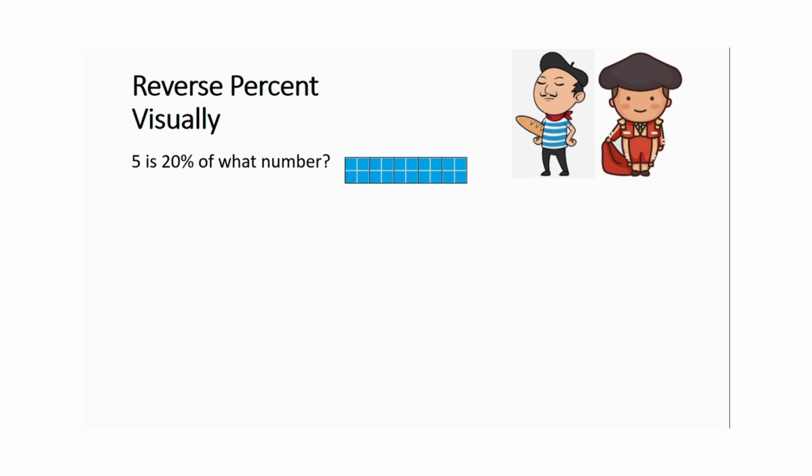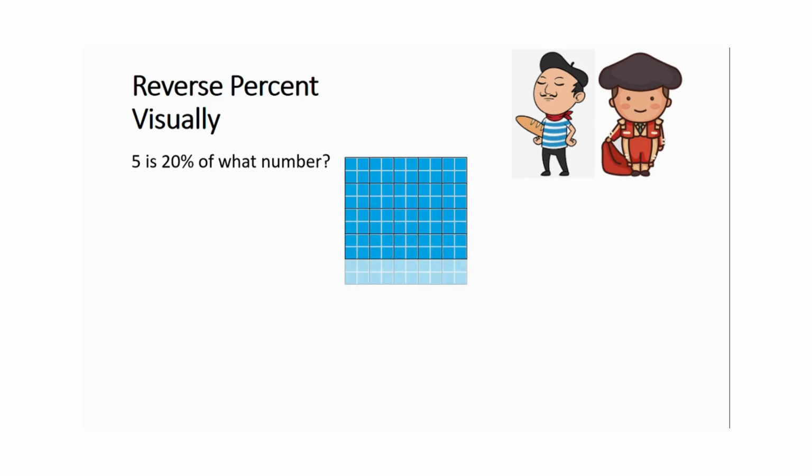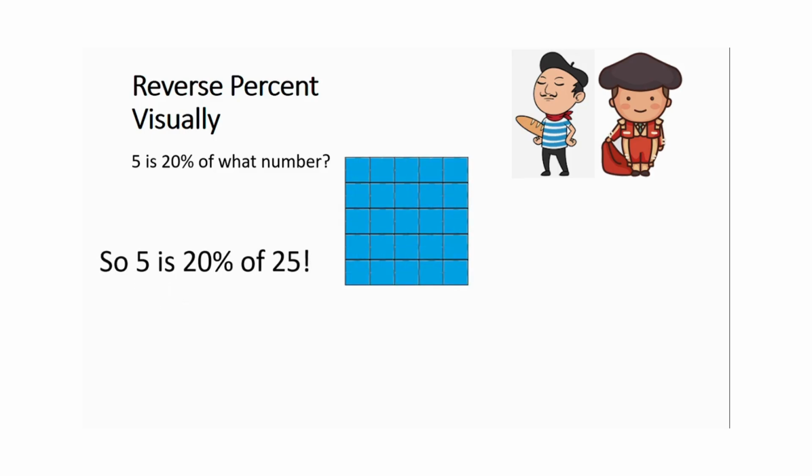But we want to know what 100% is, so we need to add some more. There's 80 and there's 100 of the little squares, so that represents 100%. But how many of the big original squares is it? It looks like it's 25. So 5 is 20% of 25.